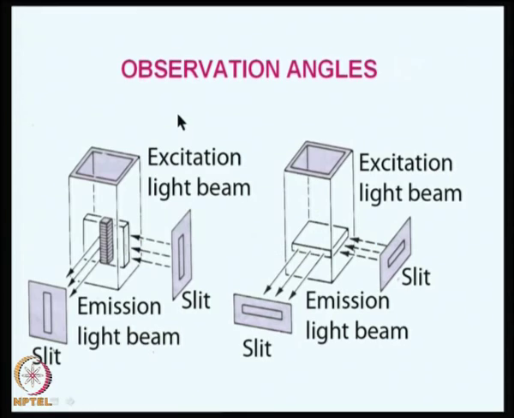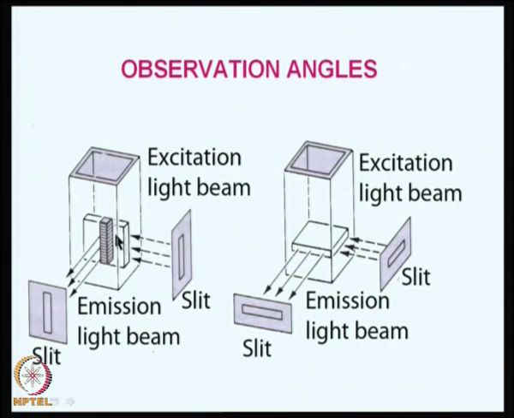You can see in this figure that we have a slit for the excitation beam. The excitation beam passes through this slit onto the sample, and then I measure the fluorescence at right angles through another slit. This is the observation angle. Suppose I measure at some angle somewhere here, that means I will be measuring fluorescence as well as absorbance.